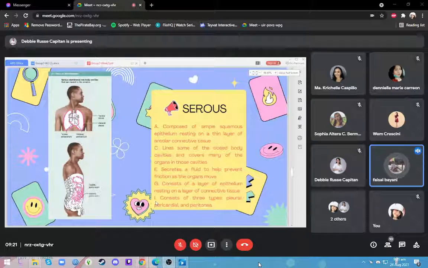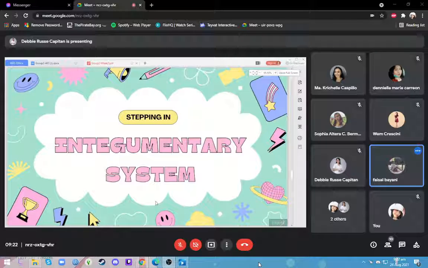Number 3, serous. The characteristics of serous are letter A, composed of simple squamous epithelium resting on a thin layer of areolar connective tissue. Letter C, lines some of the closed body cavities and covers many of the organs in those cavities. E, secretes a fluid to help prevent friction as the organs move. G, consists of a layer of epithelium resting on a layer of connective tissue. I, consists of three types: pleural, pericardial, and peritoneal.